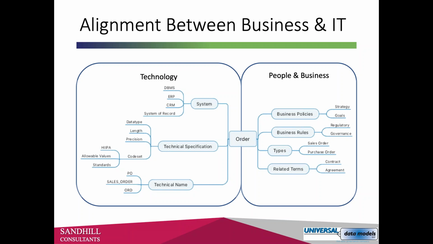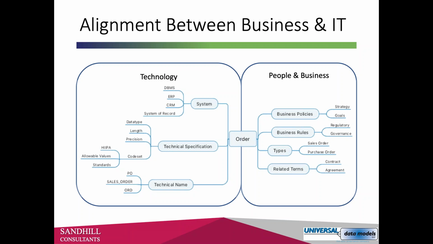Then there's the technical specifications. What's its data type, its length, its precision? What code sets might be associated with this thing? And then technical names. Often in IT, they abbreviate things because in storage, you can't store more than, let's say, I think 128 characters, and in some instances only 30 characters. So there's a lot of abbreviations that go on in the technology side.